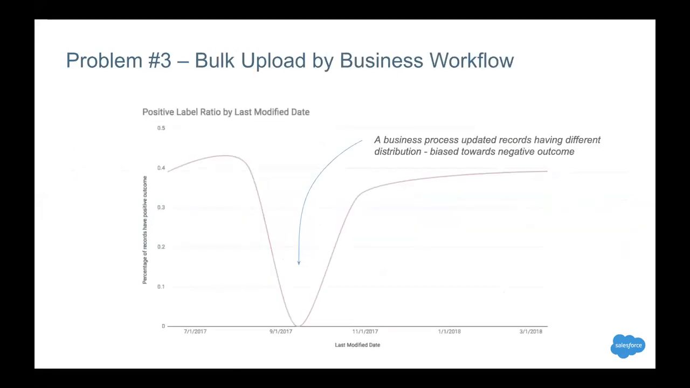The third problem is bulk uploads, where some of the data is not populated by humans, but just uploaded using some automated process. Then we have an overpopulation of values. In this case, we're looking at dates, the percentage of positive outcome on some date. Sometimes we just have more or fewer samples in some period of time, and it's not necessarily the correct signal. So we also need to identify it.